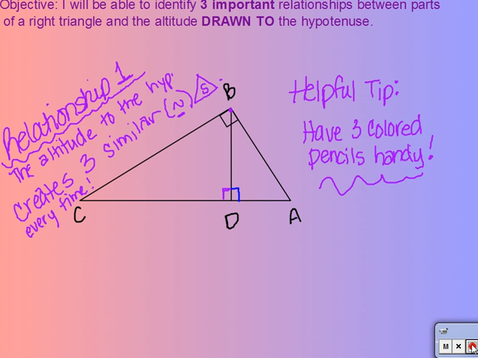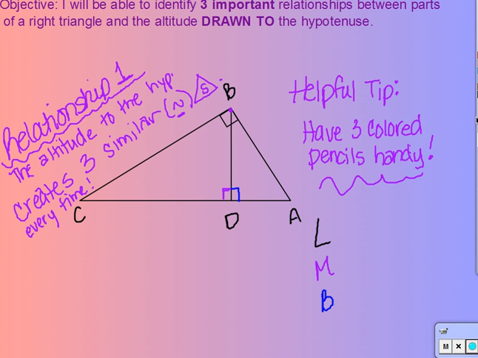Okay, so point D is this point here. Now when I drew that, I created three triangles. I had my original big one, and I drew that and got two smaller triangles. So I'm going to call my large triangle my black triangle. My medium-sized triangle is going to be my purple triangle, and my smallest triangle here is going to be my blue triangle.